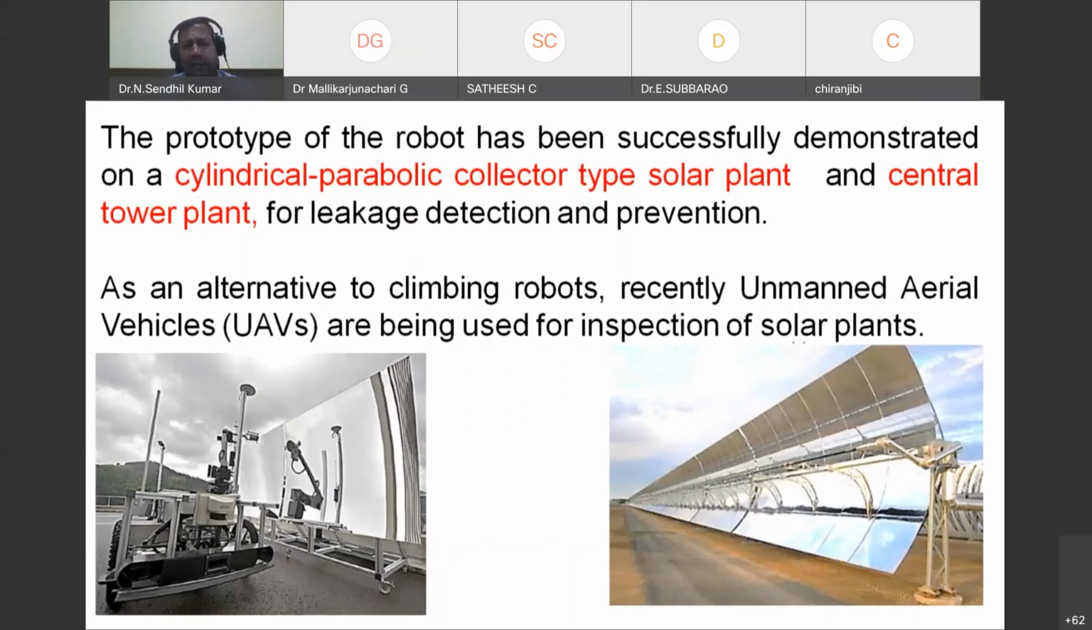For that, unmanned aerial vehicles and climbing robots will be used to clean the surfaces and to inspect the tube, because one of the main components here is the receiver. After some time the receiver will undergo sagging. Where the sagging is, where any crack is, where any leakage is, where steam or water is leaking, all those things can be predicted in concentrating solar power plants.